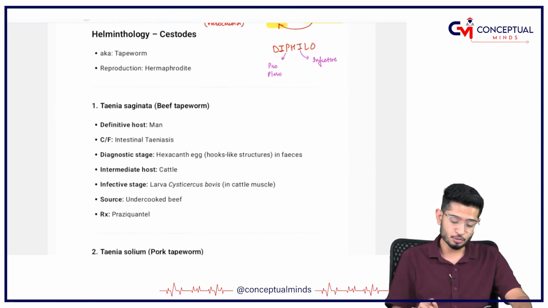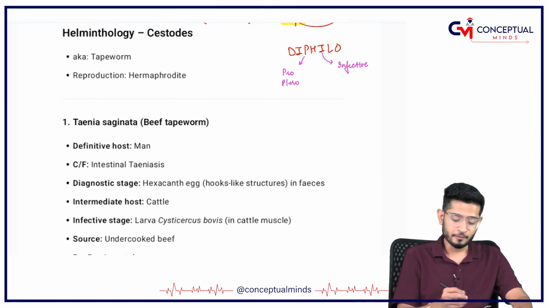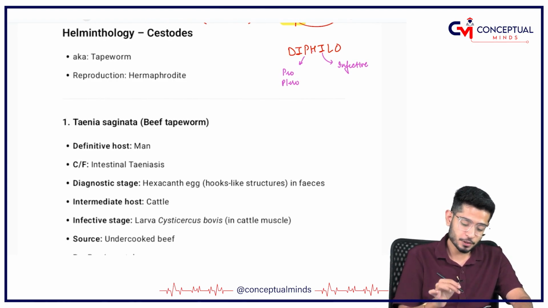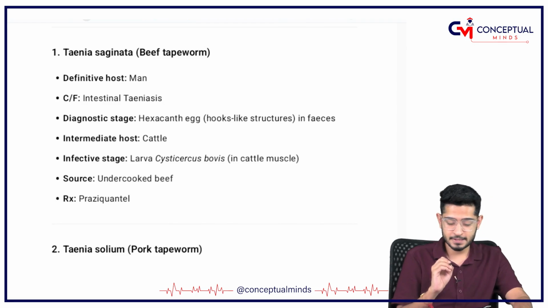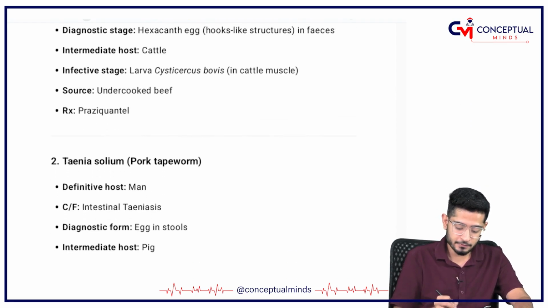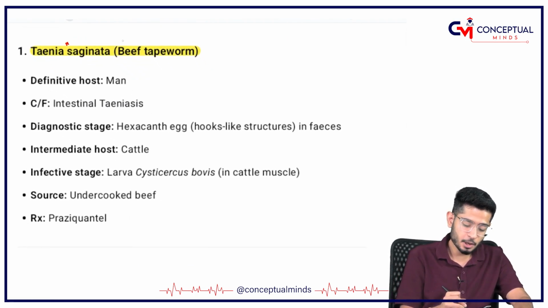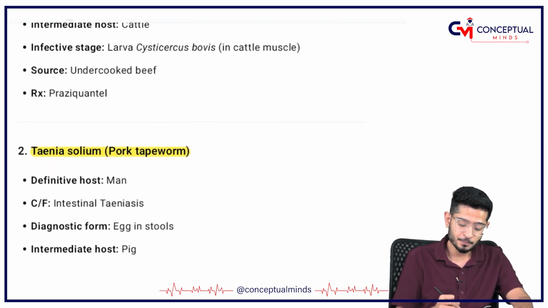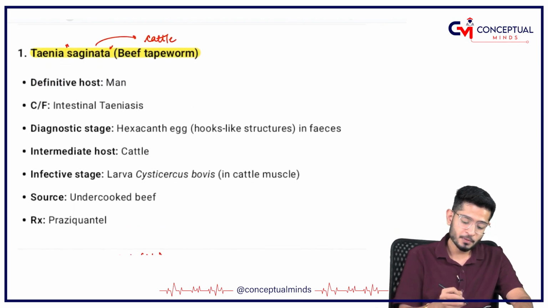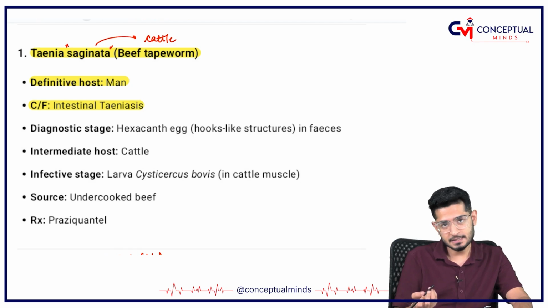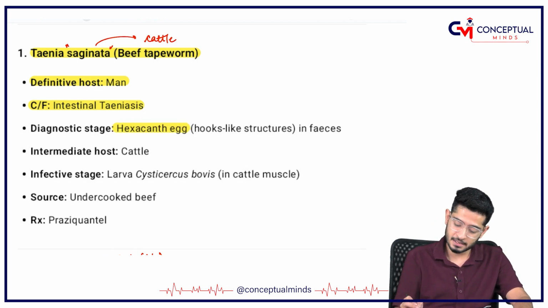Okay, so coming to the last part of today's lecture, that is going to be Taenia. Firstly we will discuss Taenia saginata, and then we will discuss Taenia solium. Obviously saginata means beef or cattle, and solium means pork or the pig. Remember that the definitive host is going to be man. They are going to go into the intestine, so the clinical feature is intestinal taeniasis. Since it is a cestode, it is going to lay down the hexacanth eggs.